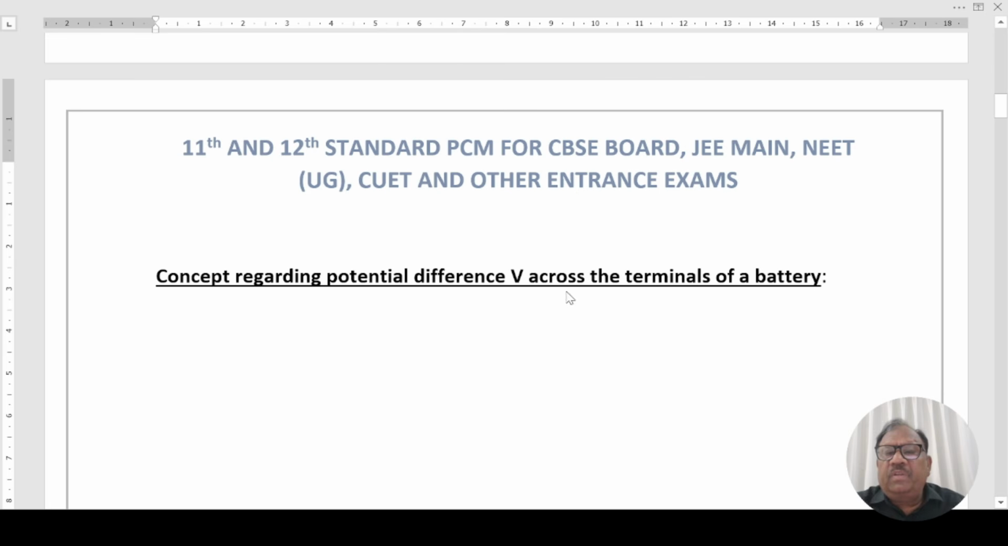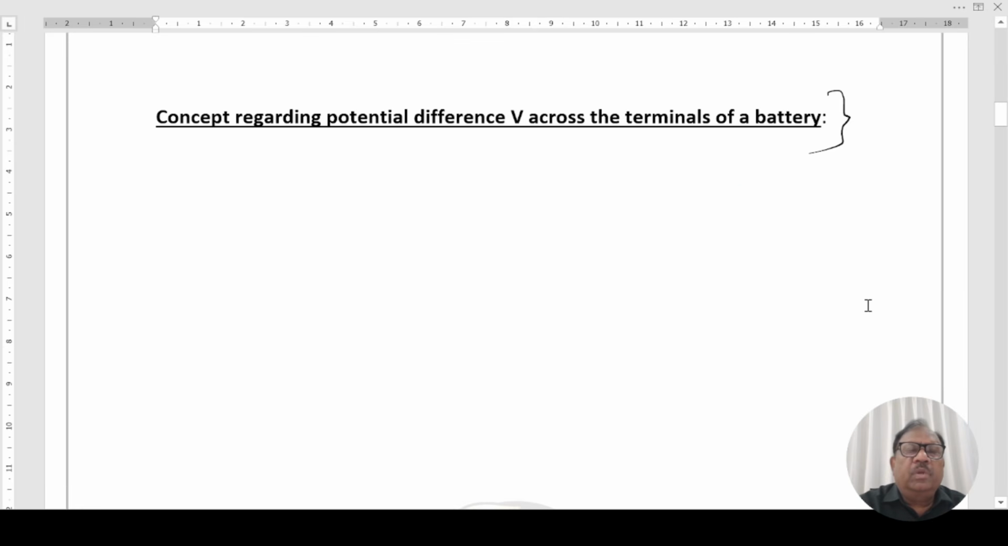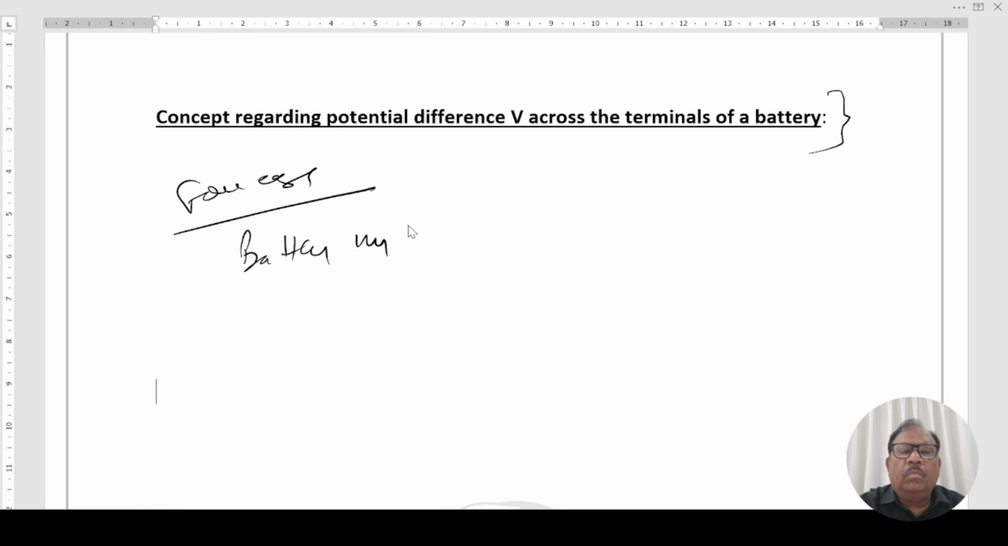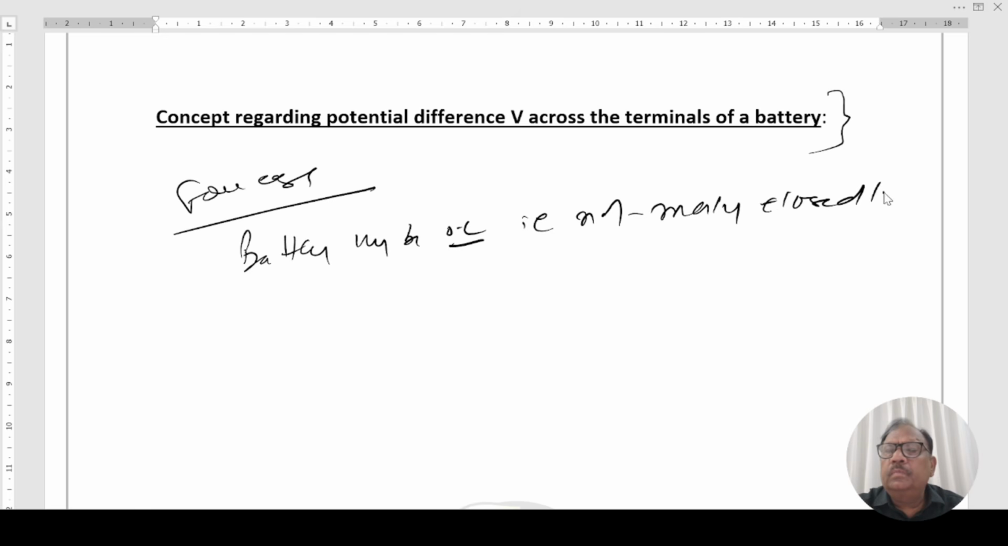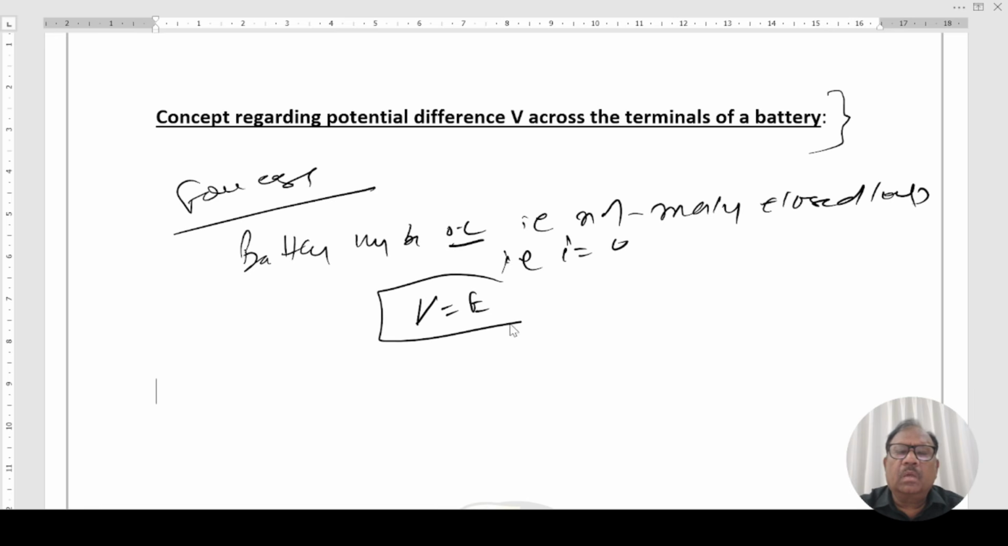Concept regarding potential difference V across the terminals of the battery. There are 4 cases. First, the battery may be open circuit. OC is open circuit, that is, not making a closed loop. Then I equal to 0. In that case, V equal to E.